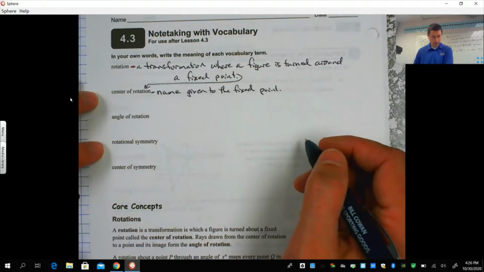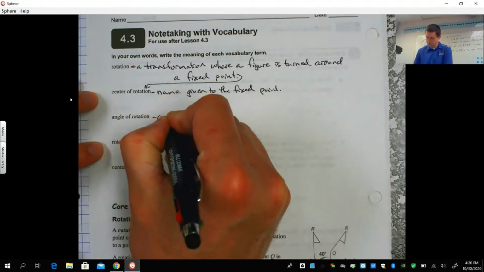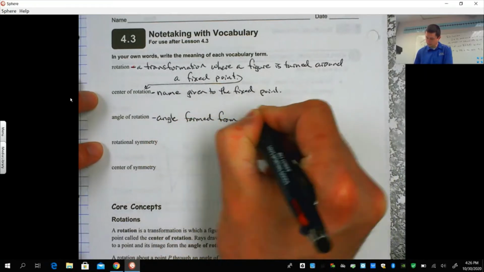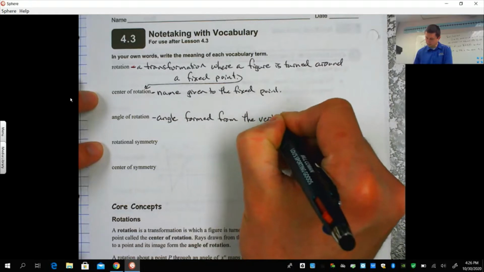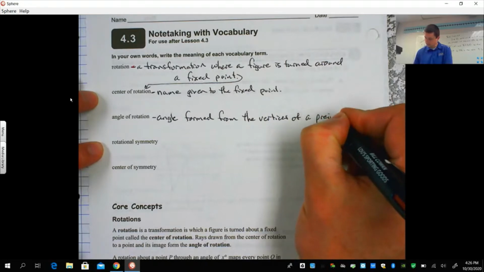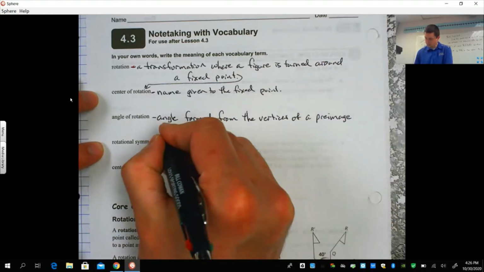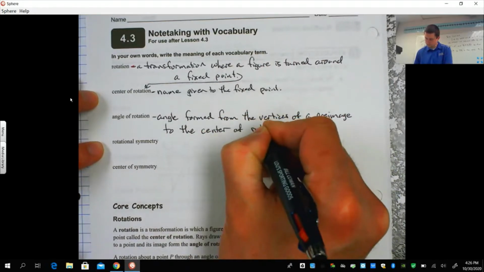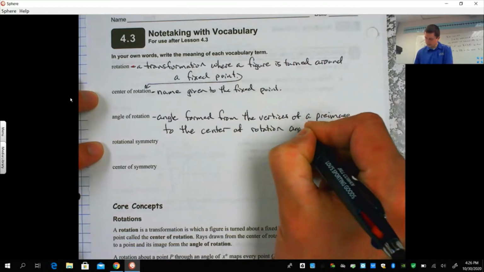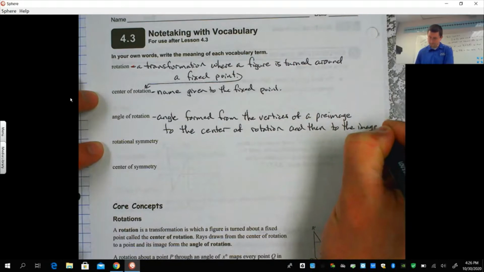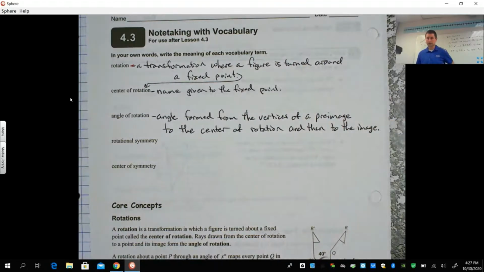The angle of rotation. This is the angle formed from the vertices of a pre-image to the center of rotation and then to the image.